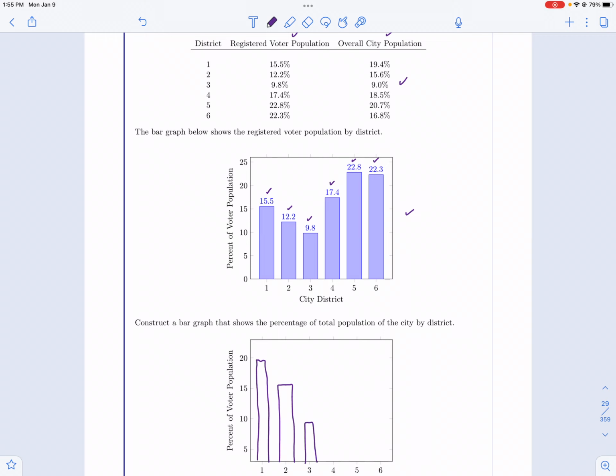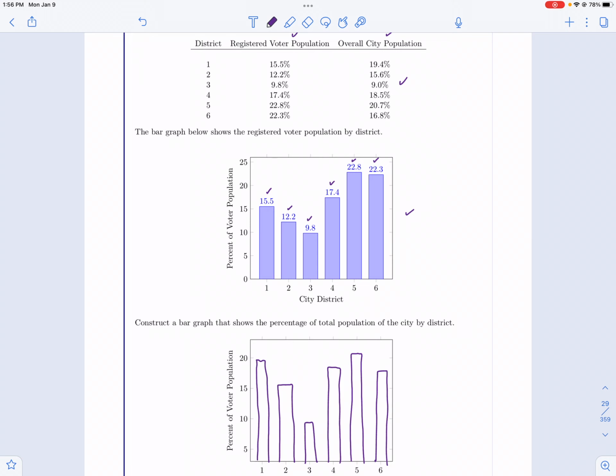For 4, we've got 18.5. For 5, we've got 20.7. And then finally for 6, we've got 16.8. And again, if you want to, you can write above, just like we had above, what the different numbers are to represent how high that bar actually goes. So you could write the percentages there, but you don't have to.